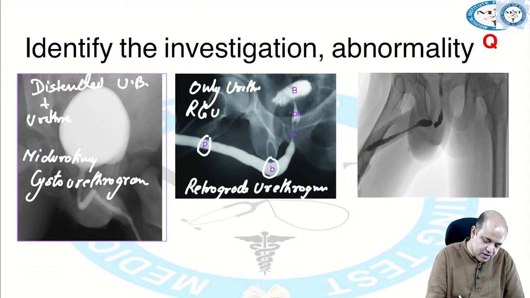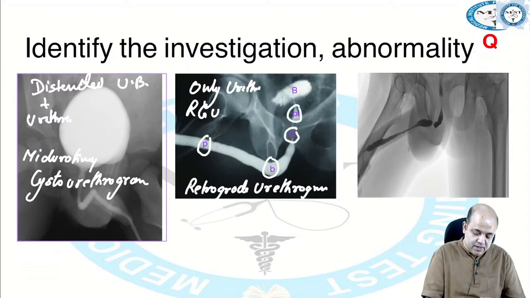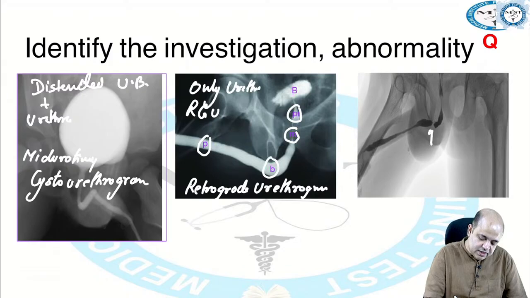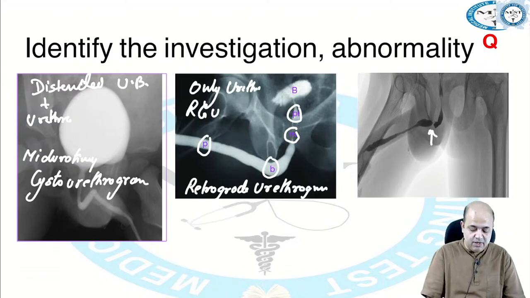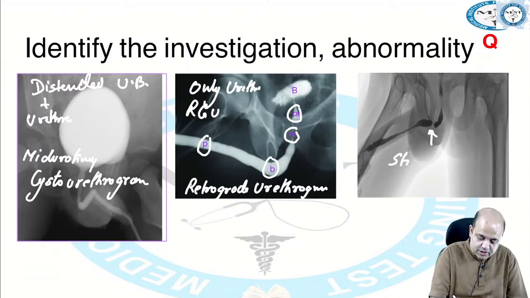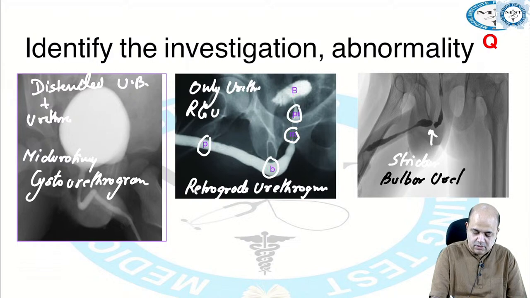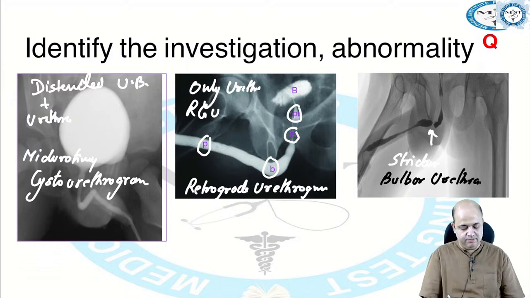And then there are parts of the urethra: the penile urethra, then the bulbar urethra, the membranous urethra, and the prostatic urethra. Here we can see there is a stricture in the bulbar urethra.